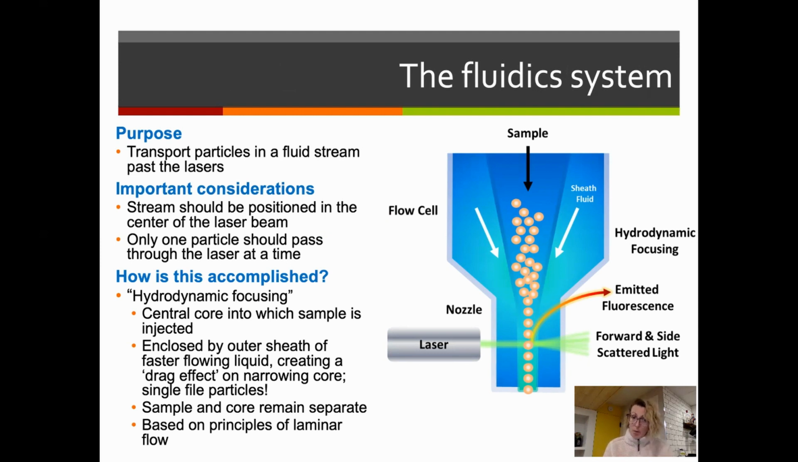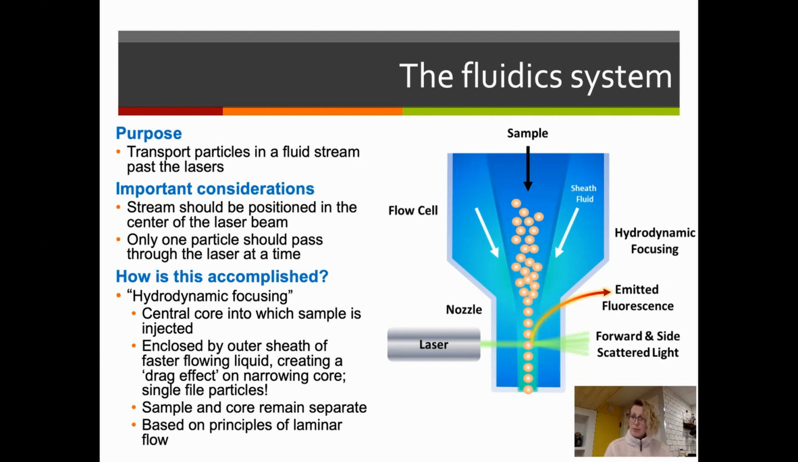Now, there are two important considerations. First up, the stream should be positioned so that it's centered in the laser beam. So essentially like a microscope, our cells need to be in focus to properly excite the fluorochromes. Because we want to look at single cells, we also need to make sure only one particle is passing through the laser at a single time.